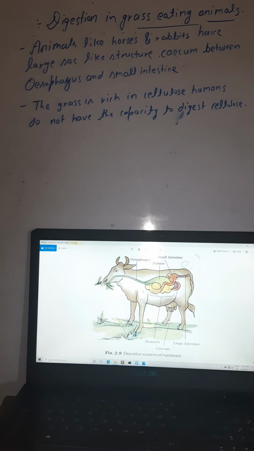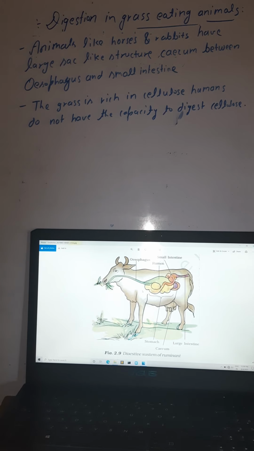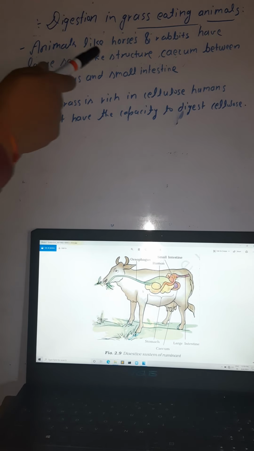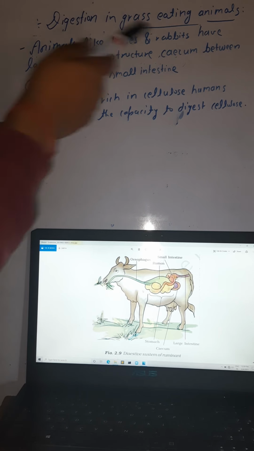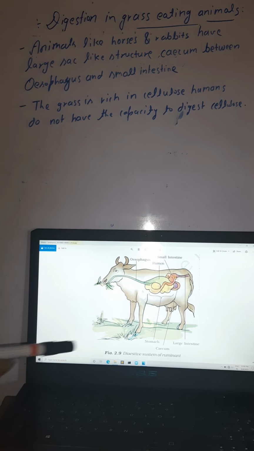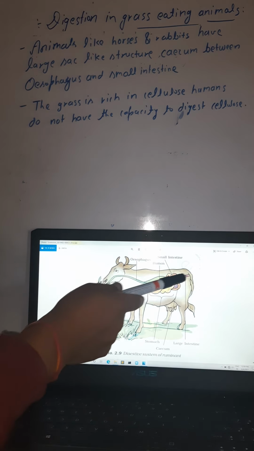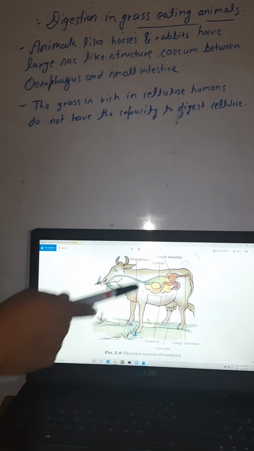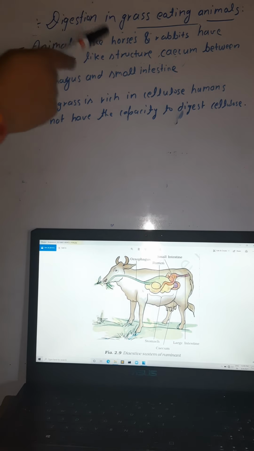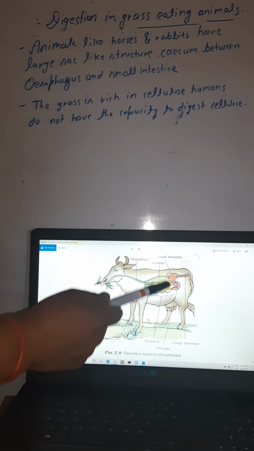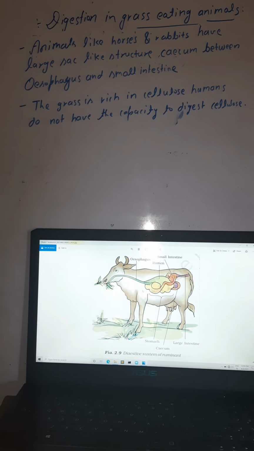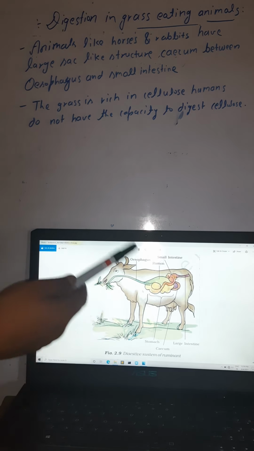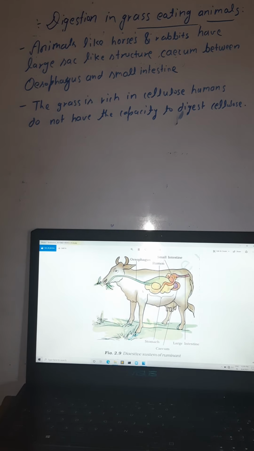These are 2 more things which we have already discussed. Please note them down also. Animals like horses and rabbits have a large sac-like structure called the caecum between the esophagus and the small intestine. You would find this is the esophagus and the small intestine, and there is one big sac-like structure here. In horses and rabbits, that structure is called the caecum. Here the digestion takes place in horses and rabbits.